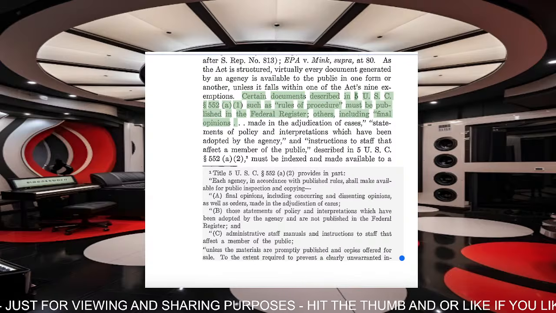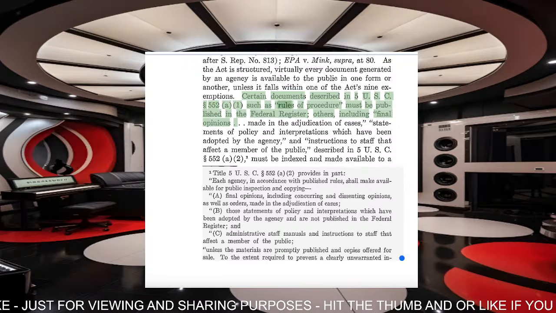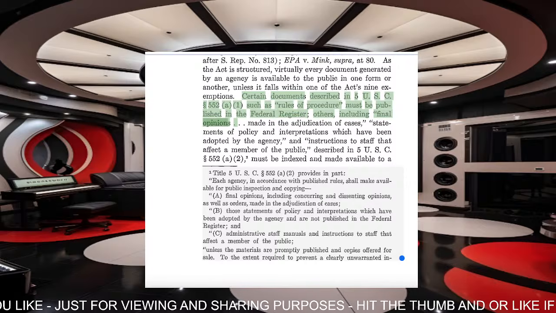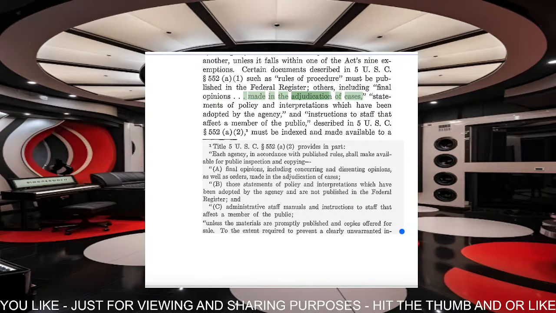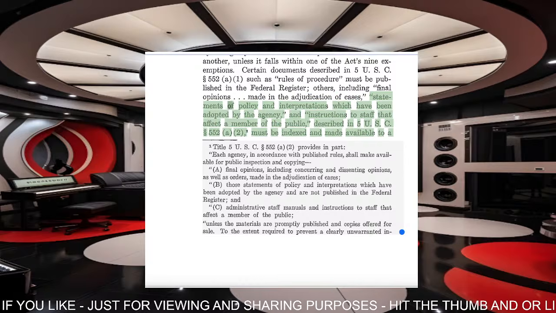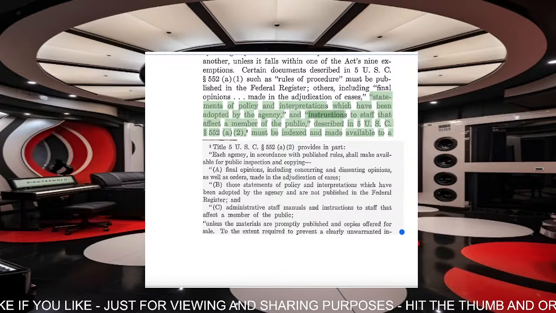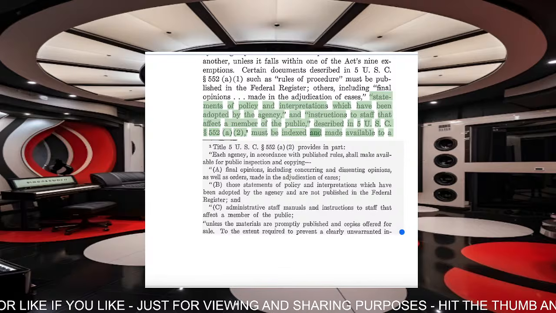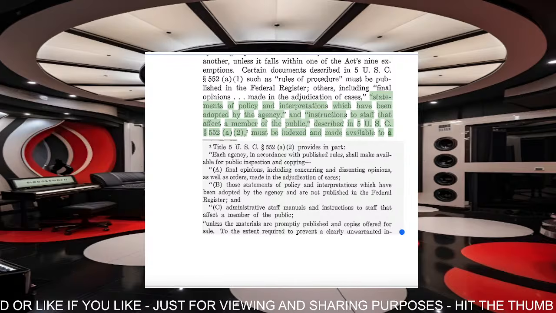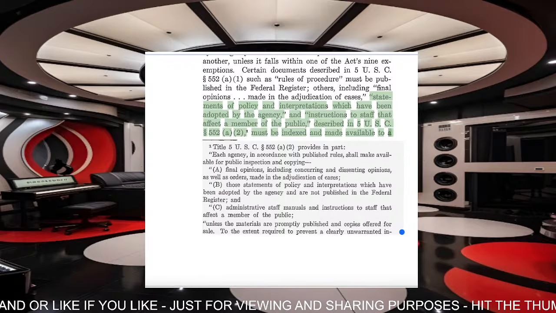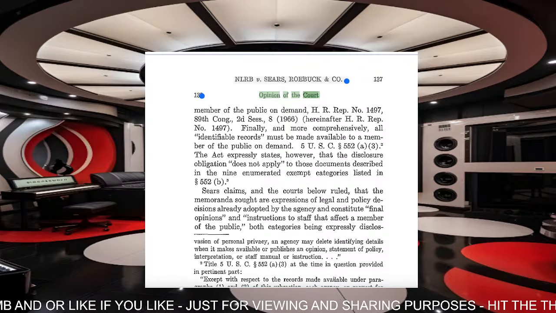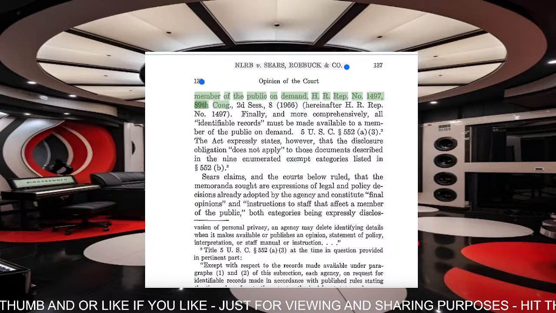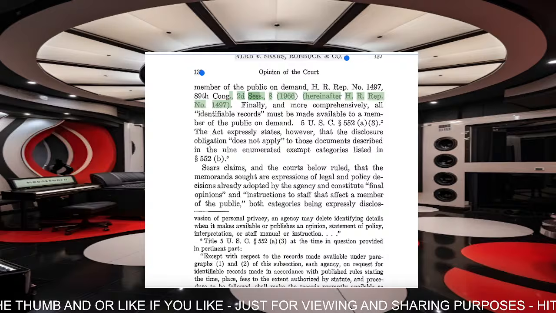Certain documents described in 5 U.S.C. 552, such as rules of procedure, must be published in the Federal Register. Others, including final opinions made in the adjudication of cases, statements of policy and interpretations which have been adopted by the agency, and instructions to staff that affect a member of the public, described in 5 U.S.C. 552, must be indexed and made available to a member of the public on demand. H.R. Rep. No. 1497, 89th Cong., 2d Session 8.